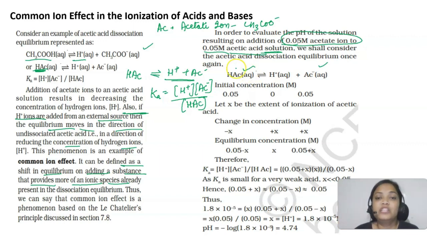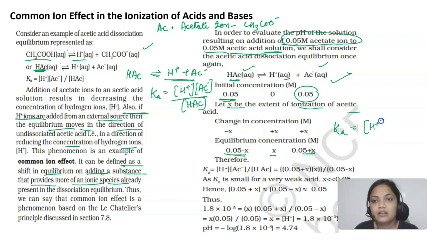Okay, so what was the initial concentration? 0.05 for HAc and 0.05 of acetate also. Now let's say x is the extent of ionization. So what will be the change in concentration? 0.05 minus x for HAc, H+ will be x, and here 0.05 plus x. Now just put the values in the Ka expression, that is [H+][Ac-] over [HAc].